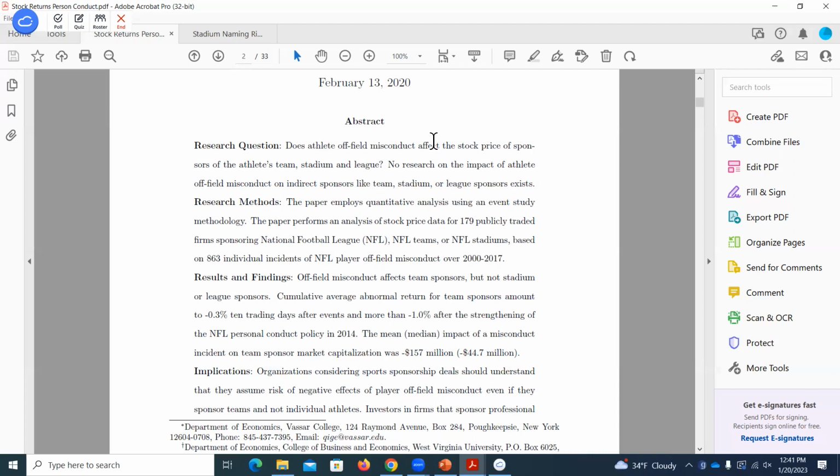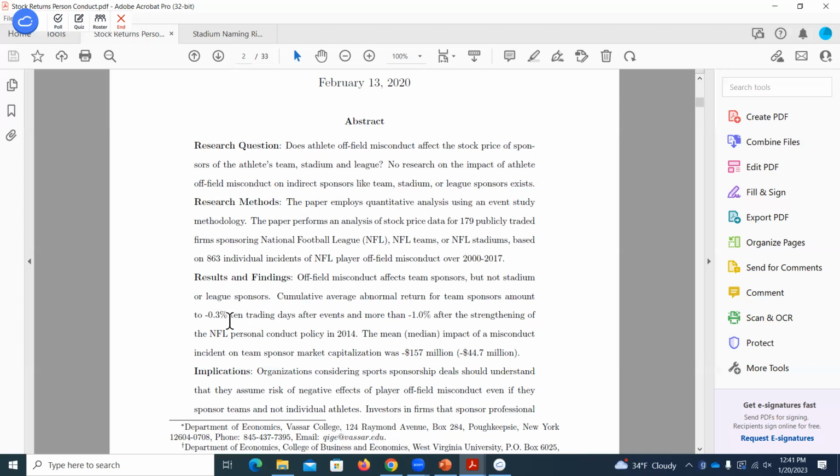So do these athletes' off-field issues have impacts on the stock prices of these companies that are affiliated with these different teams? So that's their general question. Looks like they're looking specifically at the NFL, and they've got a 17-year time period. I also believe they look at two different time periods within that, when the NFL updated its personal conduct policy, and see whether that had any change on whether or not off-field behavior impacted these companies, right?